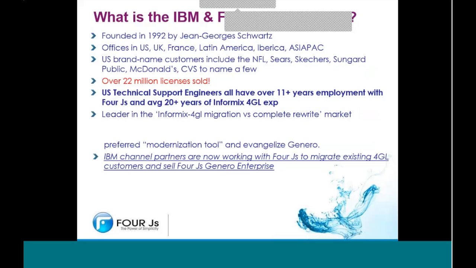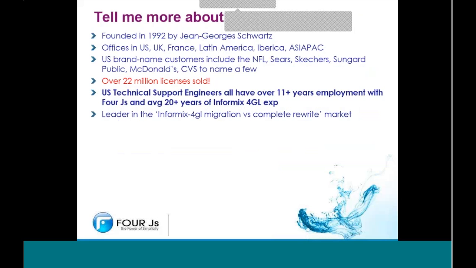So a little bit about 4Js. You can read the slide yourself, but a couple things I want to point out is we've sold over 22 million licenses, and as I stated before, all of our U.S. technical support engineers in Dallas, Texas have a minimum of 11 plus years of employment with 4Js, not contractors. They are employed with 4Js and have an average of 20 years of Informix 4GL experience.